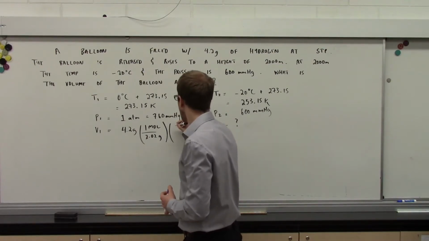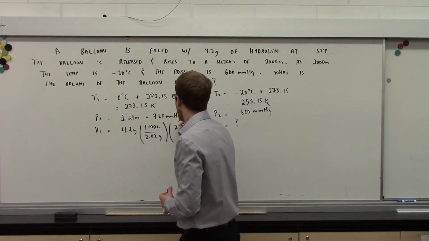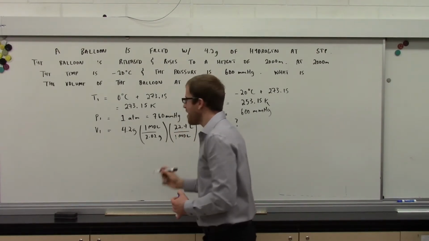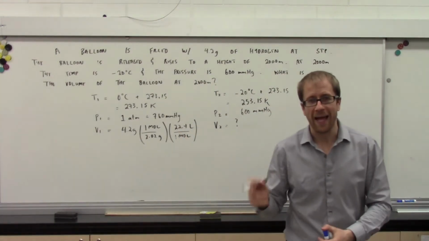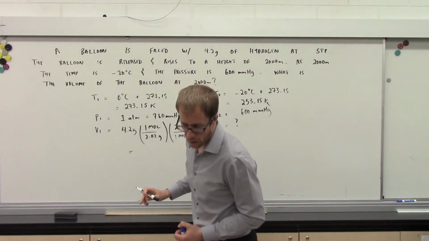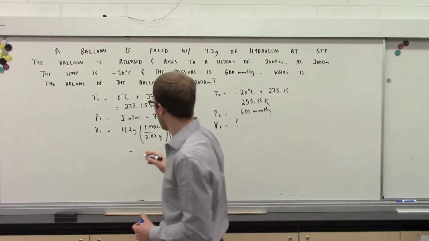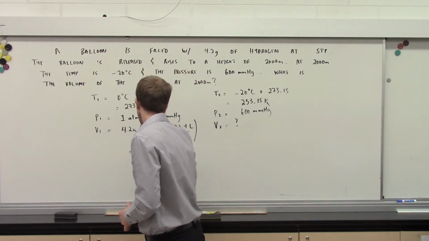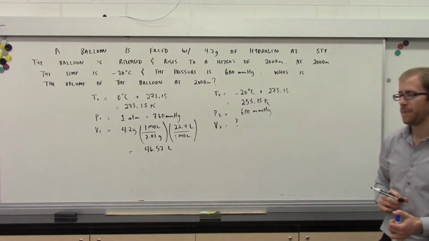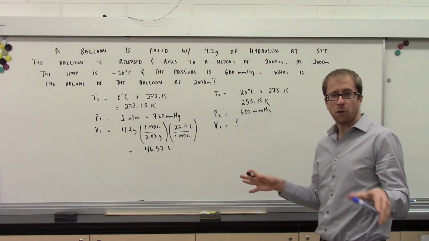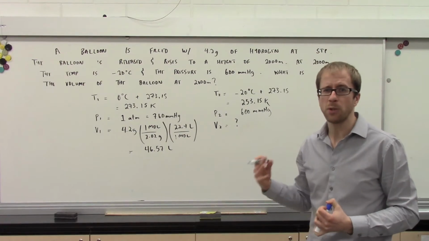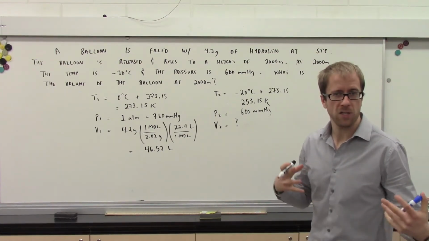And we are then going to multiply this by 22.4 liters per 1 mole, the number of liters per mole at STP. And this gives us a volume of 46.57. So we have now our initial volume. So now we can figure out, well, what was our final volume when we changed the pressure and we changed the temperature? What happened to our volume as a result?